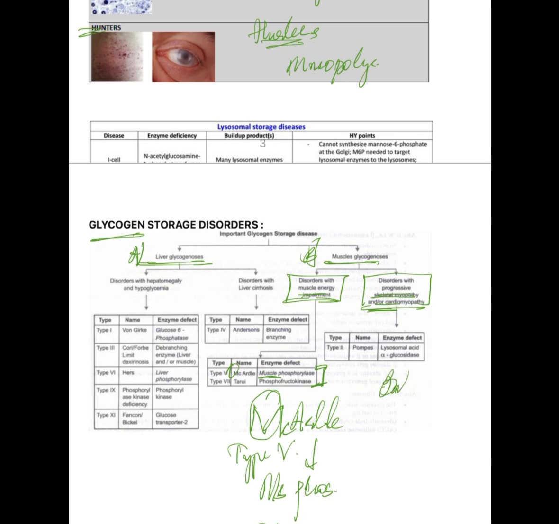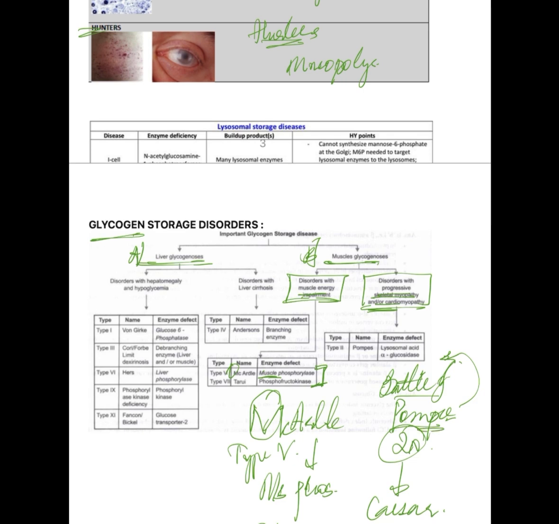Have you all heard of the Battle of Pompey? So Pompey was a king and he had 2 times the army of Julius Caesar, yet he lost. Why did he lose? Because he had Pompe's disease.